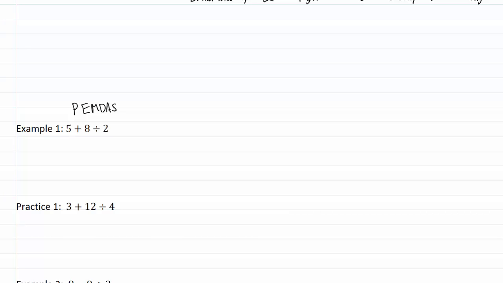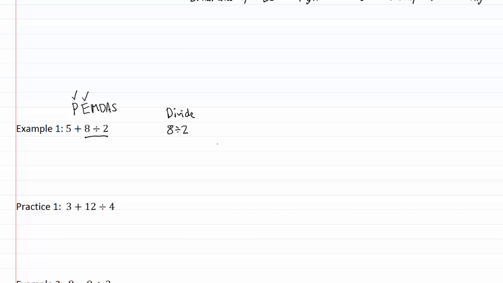So parentheses, I look for parentheses, we don't have any. Exponents, we don't have any either. So now I'm going to multiply and divide as we go left to right. So 5 plus, our first thing, is addition. So we're not there yet, but we have 8 divided by 2. So now I've got to do this division. There's no multiplication in the problem, so I'm going to divide. 8 divided by 2.